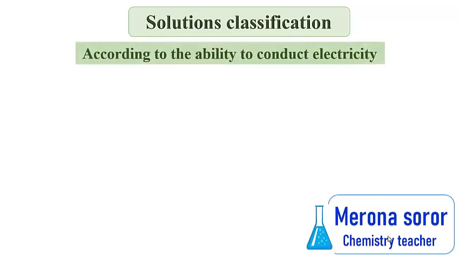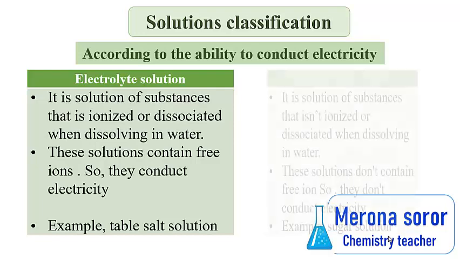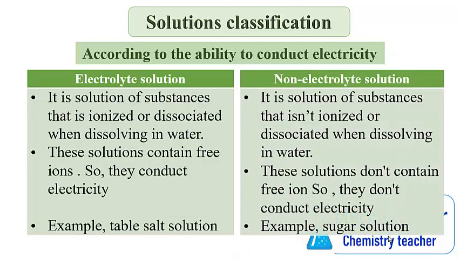Solution classification according to the ability to conduct electricity. Electrolyte solution. It is a solution of substances that is ionized or dissociate when dissolving in water. These solutions contain free ions, so they conduct electricity. Example: table salt solution. Non-electrolyte solutions. It is a solution of substances that isn't ionized or dissociate when dissolving in water. These solutions don't contain free ions, so they don't conduct electricity. Example, sugar solution.